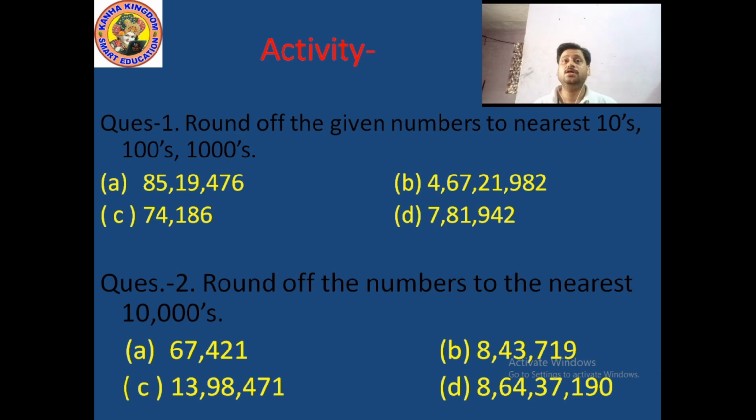Okay, now the third part, 13,98,471. Whatever I told you in the earlier part, the same thing you have to use here. And now the last part, 8,64,37,190. I repeat this number, 8,64,37,190.